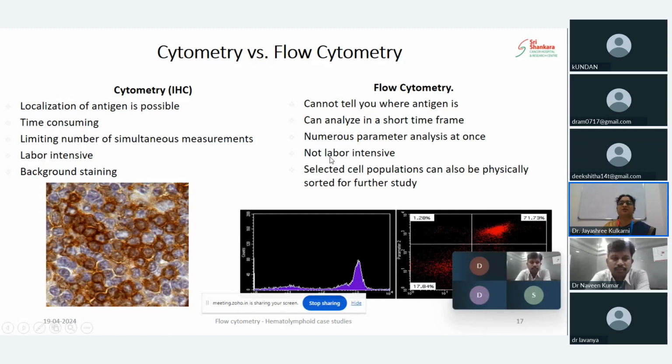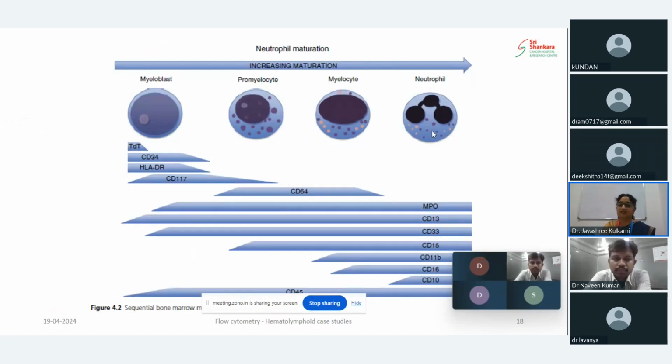Whereas in flow cytometry, though you cannot tell where your antigen is exactly located, one, it is short time. Within 2 hours, you can really give your diagnosis. You have numerous parameter analysis, the size, the complexity, in one go. It's not at all labor intensive. If your technologist is good, well trained, nothing like it. And you can select your cell populations, and then further you can even sort them for further analysis. So flow cytometry definitely has that advantage.